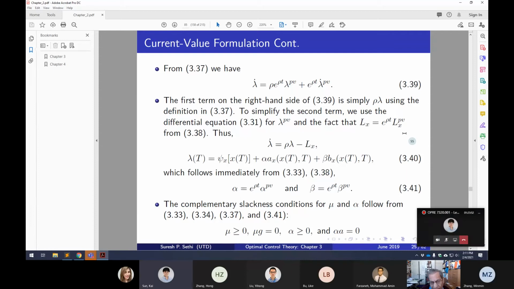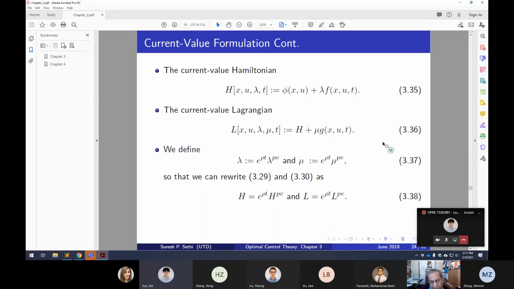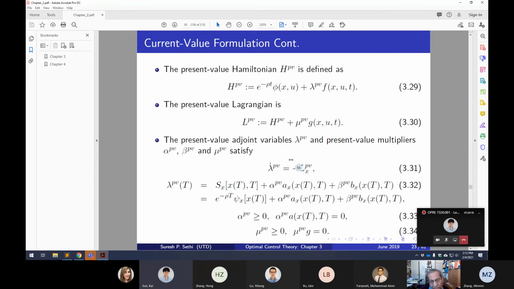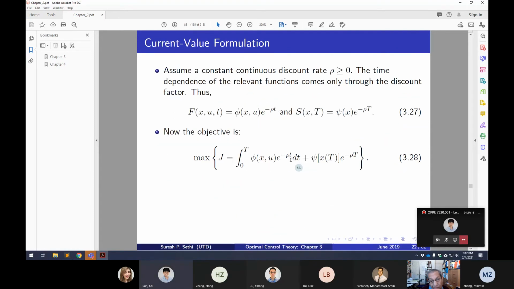Professor, I have another question. So from present value to current value, it's kind of like reverse engineering. So you just multiply by e to the power rho t. So I was thinking this is based on an assumption that t should be some finite value, right? So what if we want to make the terminal time go to infinity?